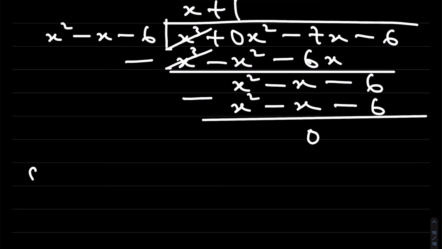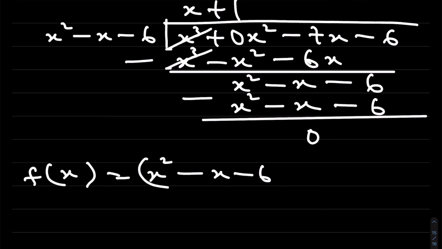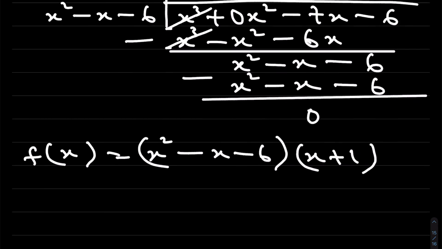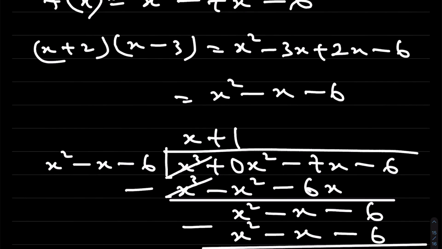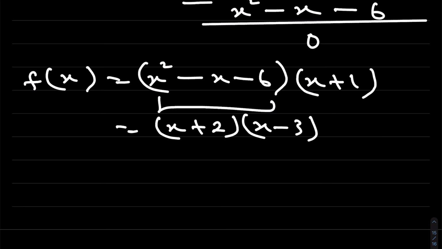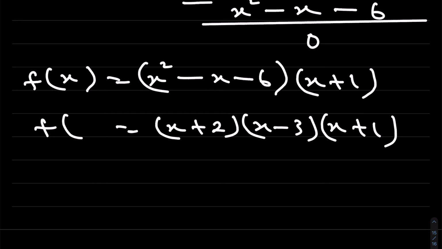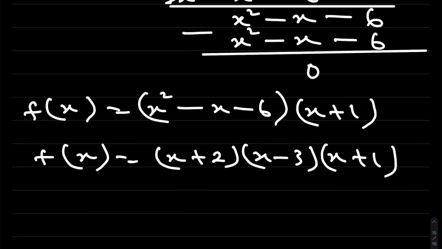And that simply means f of x is equal to x squared minus x minus 6 times x plus 1. And I know the factors of this quadratic factor, which are x plus 2 and x minus 3. X plus 2 times x minus 3. So the factors of f of x are x plus 2, x minus 3, and x plus 1. That's a complete factorization of f of x.